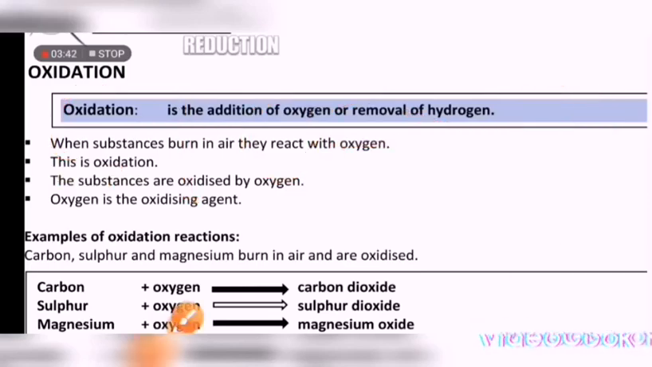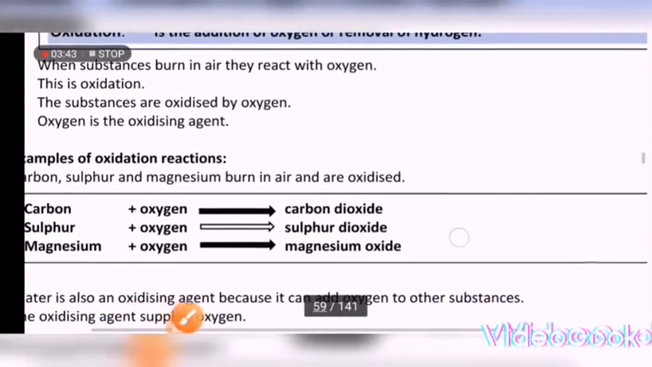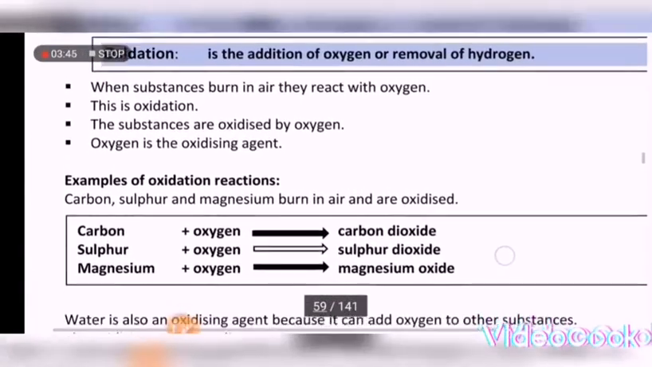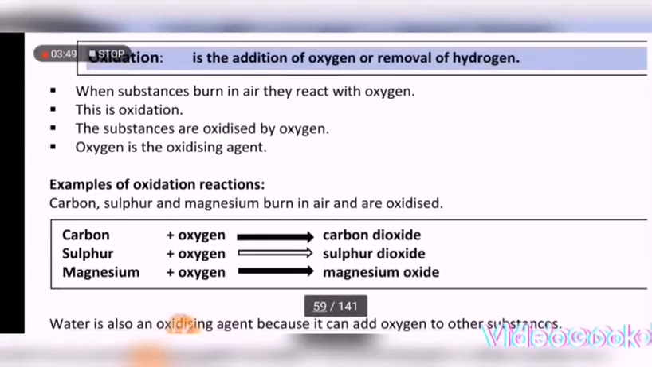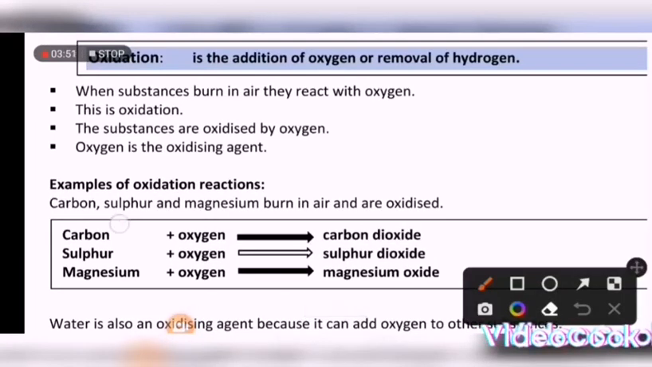Right, here are examples of oxidation reactions. For example, there is carbon plus oxygen, then there is sulfur plus oxygen, we get sulfur dioxide. Then magnesium plus oxygen, we get magnesium oxide. These are examples of oxidation, right?